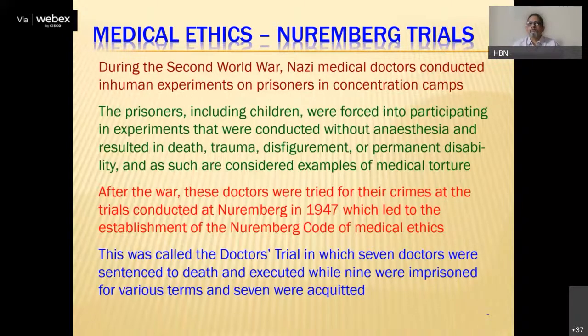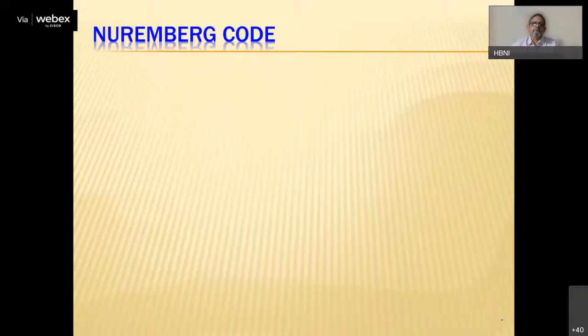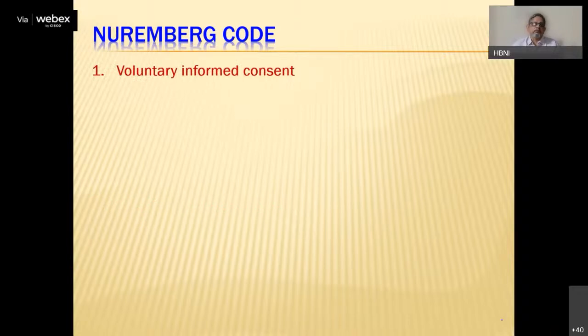Imagine, when thousands of people died, just a few doctors were really convicted and sentenced. And this gives you an idea of the Nuremberg trial in 1947, the doctor's trial, after which the Nuremberg Code was established. So what is this Nuremberg Code? The Nuremberg Code was a charter of 10 points formulated after these trials. Let's go through these 10 points because it's very important as far as the ethics part is concerned.